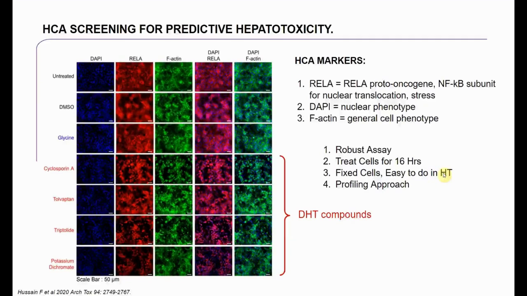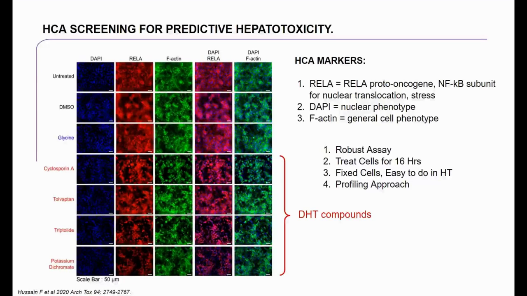Instead of doing live cell analysis, they could fix the cells and then image them. And this use of fixed cells actually makes things, in practical terms, easier to run in high throughput, as opposed to a live cell approach. So this is something that actually makes an assay more practical to run with larger numbers of compounds.